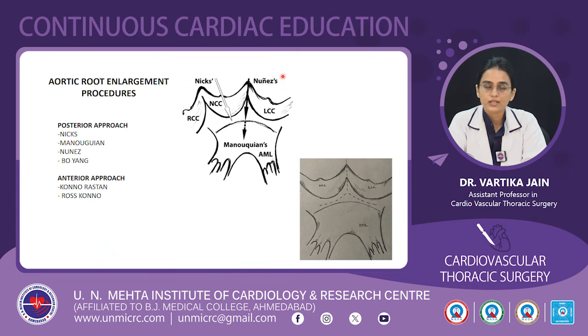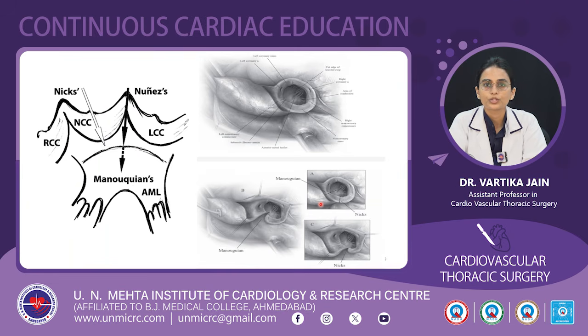Manouguian is actually an extension of the Nunez procedure, where we also cut across the anterior mitral leaflet and sometimes also the left atrium. This increases the size of the annulus by up to 2 valve sizes. Then we have Bo Yang, where we make an inverted bi-incision posteriorly and widen the aortic root. This again is the surgeon's view, showing how we make the incision in Manouguian and how we make the incision in Nicks.